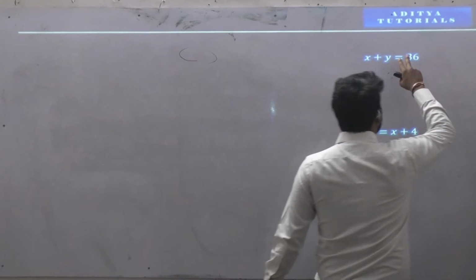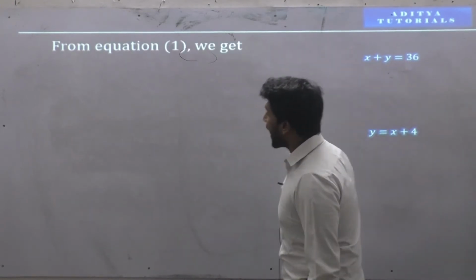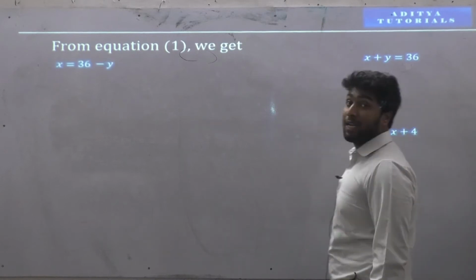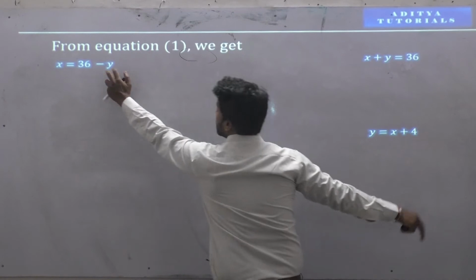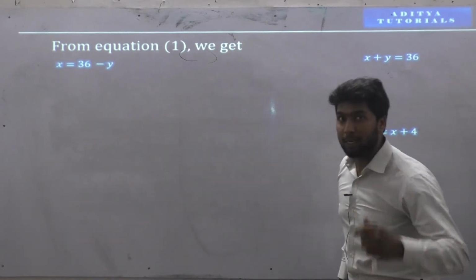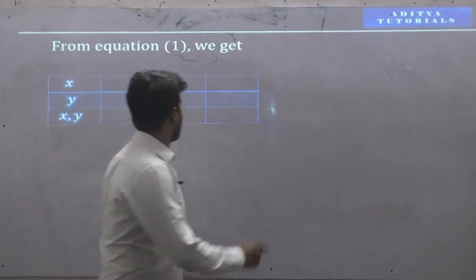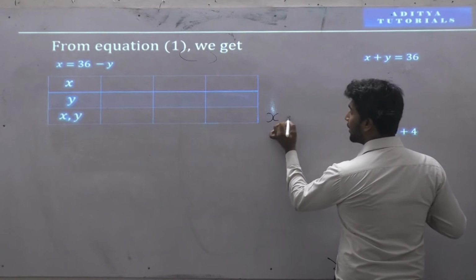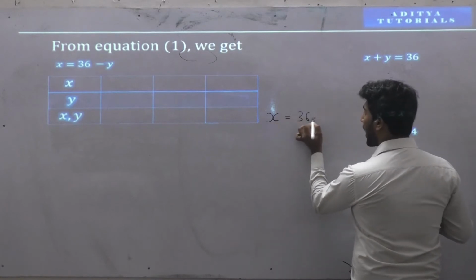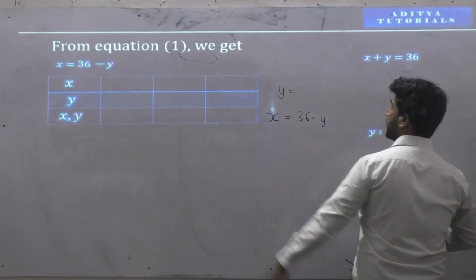Now solving equation 1, we get x is equal to 36 minus y. Why? Here plus y crosses the border, so it becomes minus y. Now we will make the table with x and y. Solving this equation 1, x is equal to 36 minus y. So we need to assume the value of y over here.